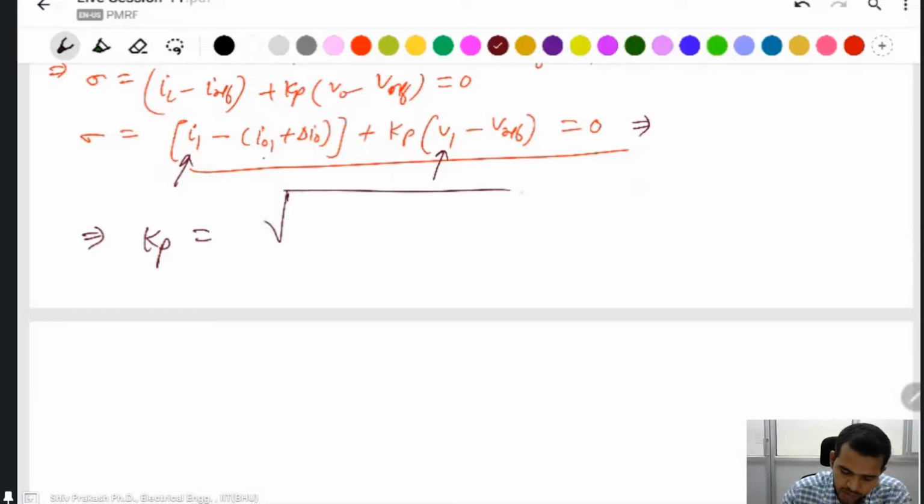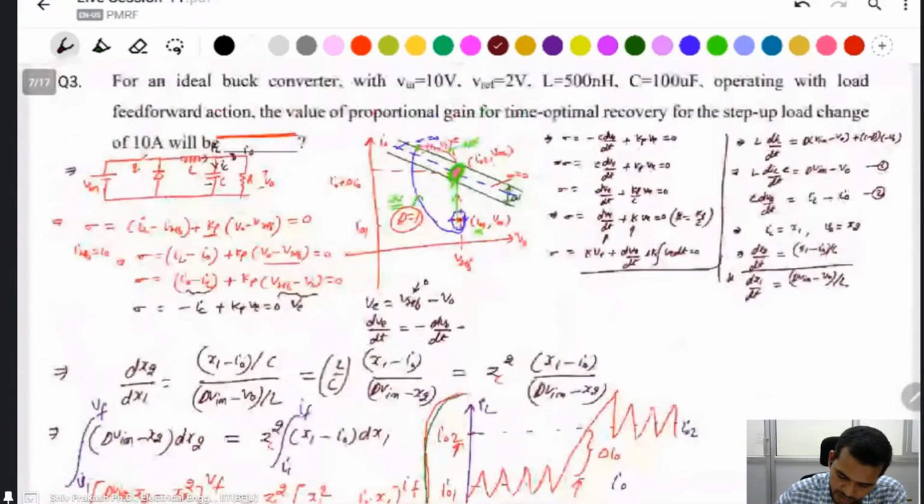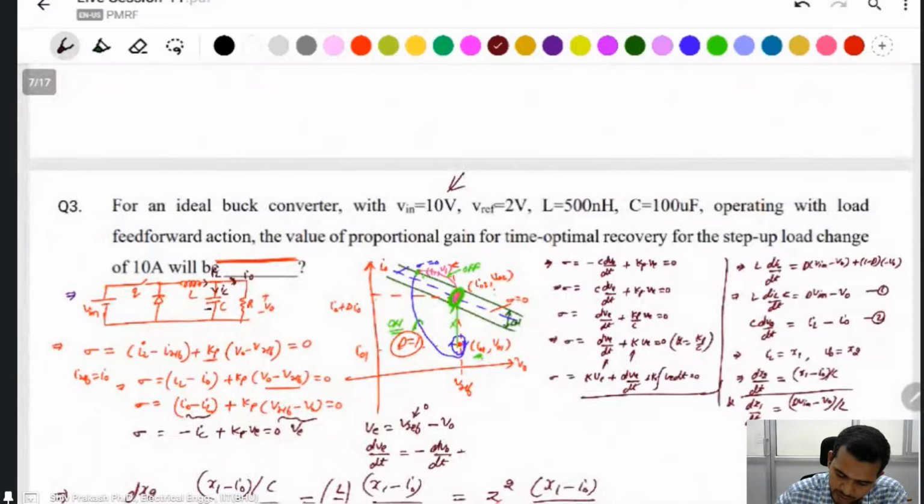To solve this, we find the value of Kp like V in, V reference minus delta I naught square into ZC square, divided by delta I naught into ZC square. You know ZC is under root L by C. Every value is given. Here V in is 10 volt, V reference 2 volt, L 500 nanohenry, C 100 microfarad, and the load change is also given, 10 ampere.